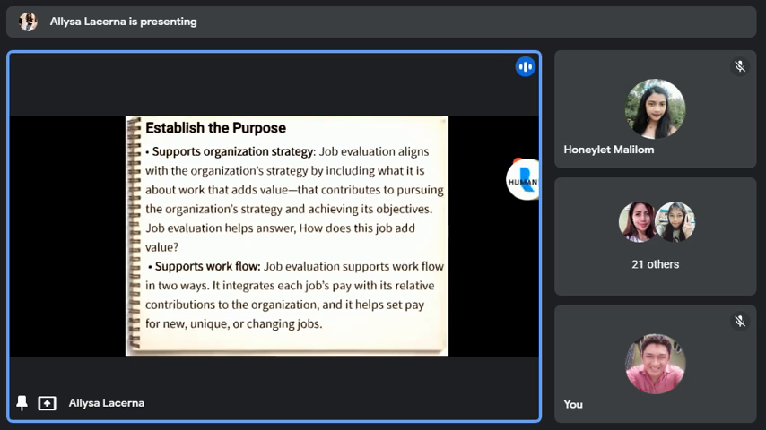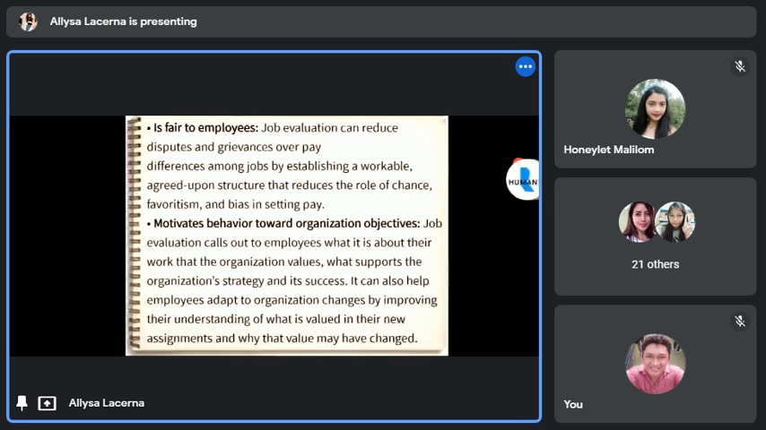So how does the job evaluation support the workflow nga pala? Siyempre, by incorporating each different job with its relative contribution to the organization. And meron pang isa. Secondly po, setting pay for new or other changing jobs within the organization.